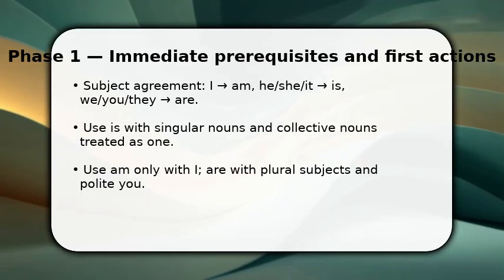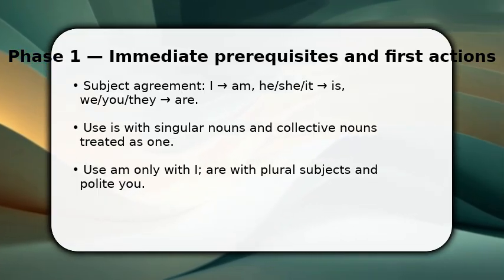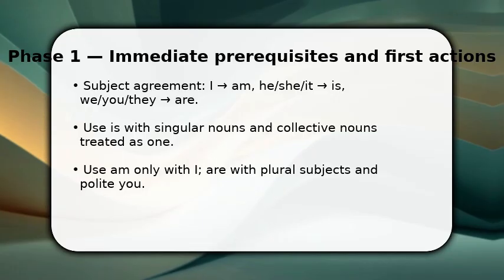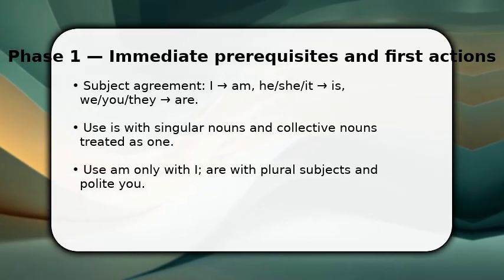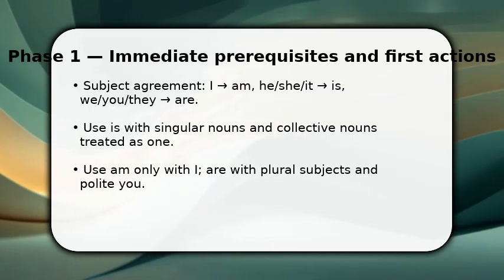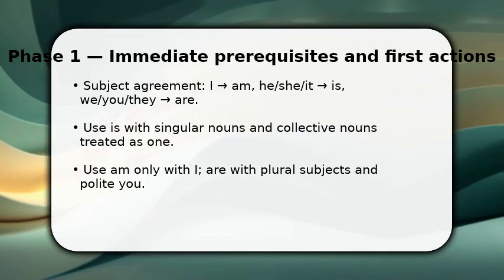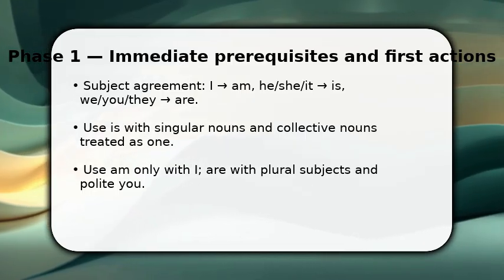You start by matching subject to the correct form. This is the first rule you must apply. Use am with I because that form is unique and fixed. Use is for singular third-person subjects, he, she, it, or a singular noun, because it marks singular agreement. Use are for plural subjects and for you, whether singular or plural, since English treats you uniformly.